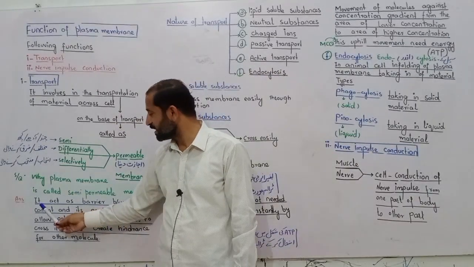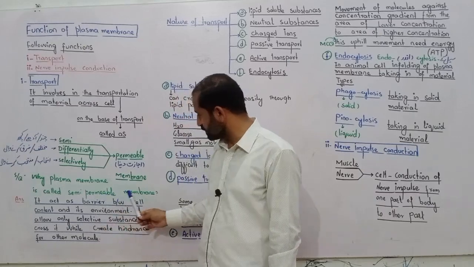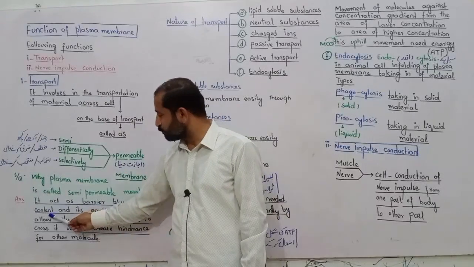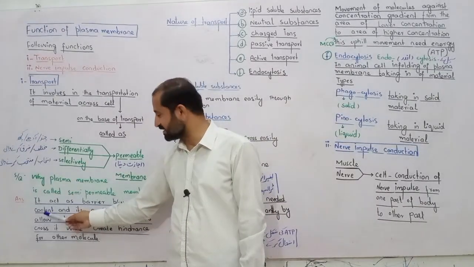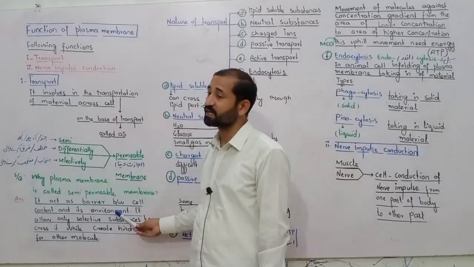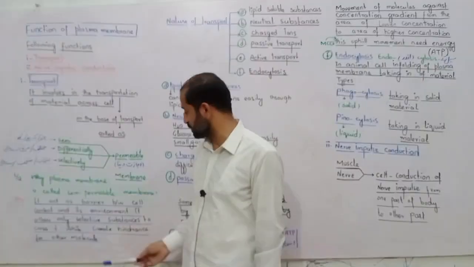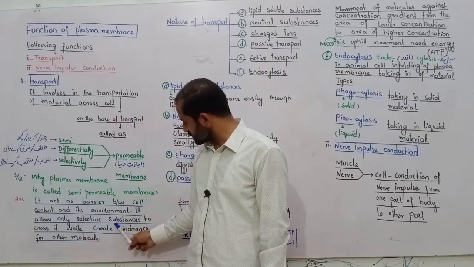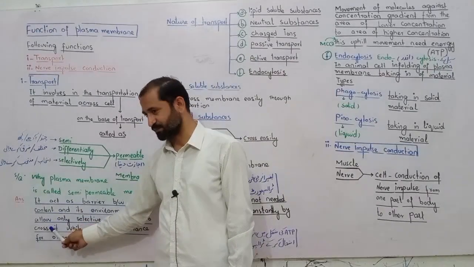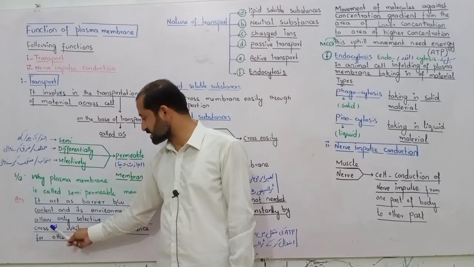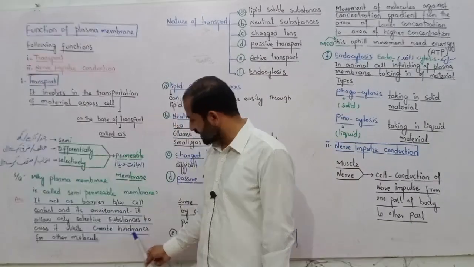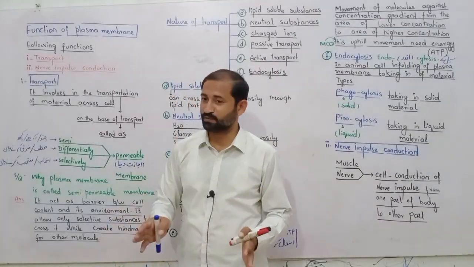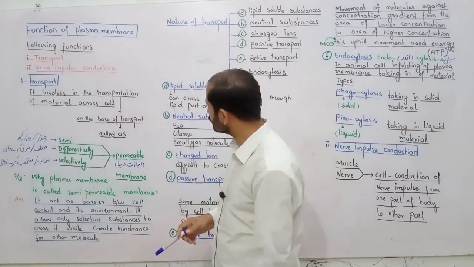So the definition is that it acts as a barrier between the cell content and its environment, meaning what is present within the cell and its outer environment is regulated by the plasma membrane. It allows only selective substances, not all substances, to cross it, while creating hindrance for other molecules.